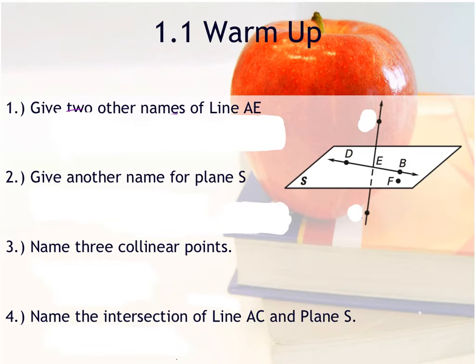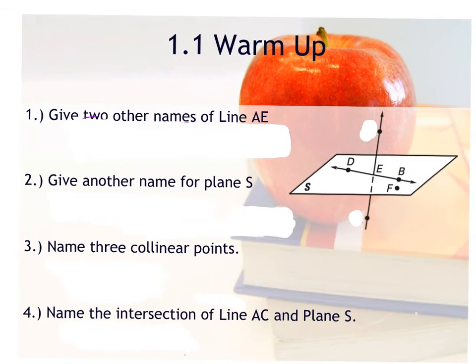Okay, this video will cover a review for your quiz on sections 1.1 to 1.3. So the first question says to give two other names for line AE. Let me go ahead and fill in points A and E. There, up here is A, and down here will be C.